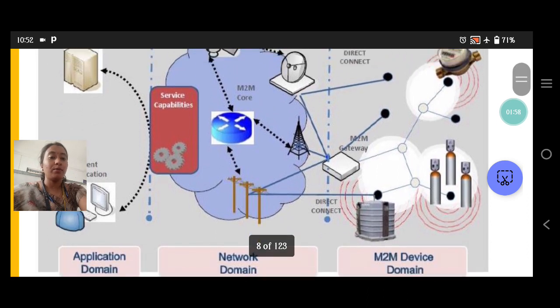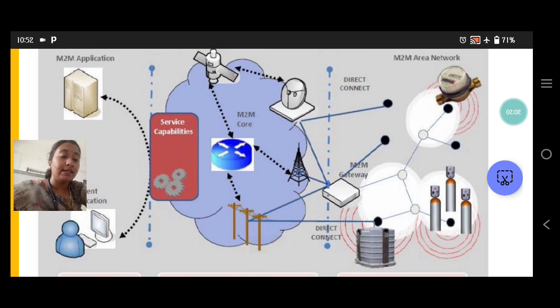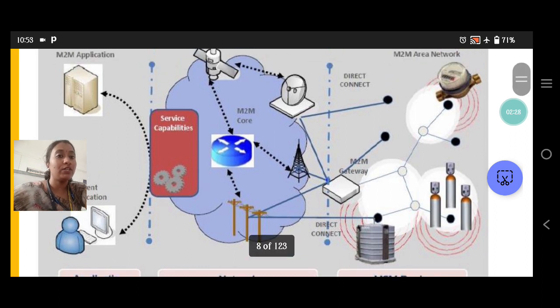Coming to the network domain, it includes the M2M core, which is nothing but a middleware. The middleware has both business logic and business layers. These act as a middle layer for the antenna, tower, radio frequency, and satellites. It includes the service capabilities. Service capabilities are the various types of software installed here, and from whatever software you need, you can gather information.